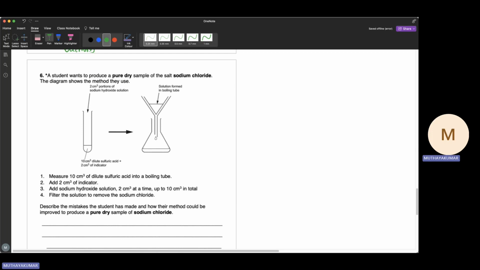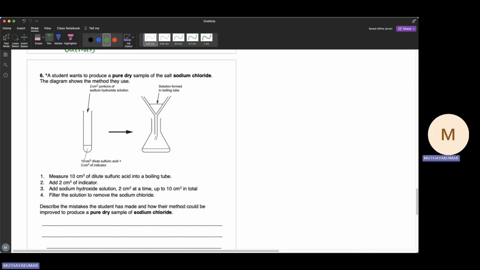And the final question. So a student wants to produce a pure dry sample of the salt sodium chloride. The diagram shows the metal they use, and we have a lot of information in this question. So let's take it all in and read it all. So we're given the first image, which is the boiling tube.